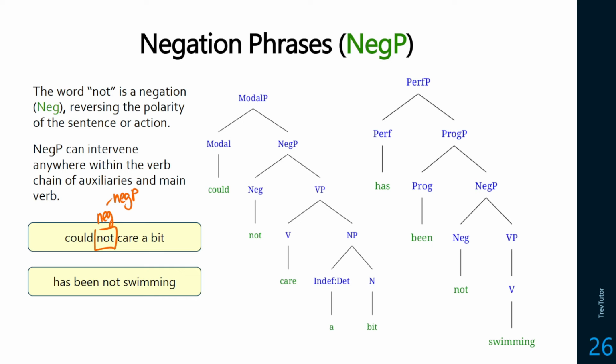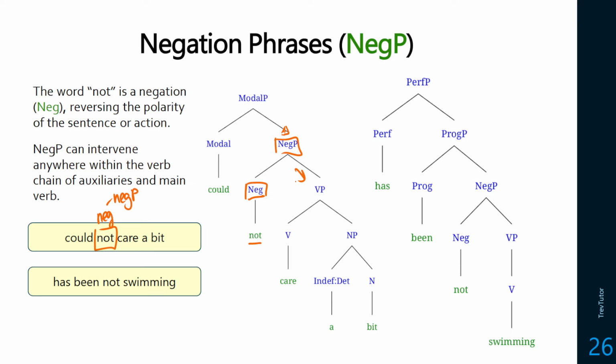So in the case of could not care a bit, it's appearing after the modal. So the modal is taking the negative phrase as a complement, but not itself is a negative, and that's going to have to build up into that negative phrase. And then what is the negative making negative? It's making the verb phrase negative. So could care a bit, could not care a bit. So it's taking that verb phrase as its complement.